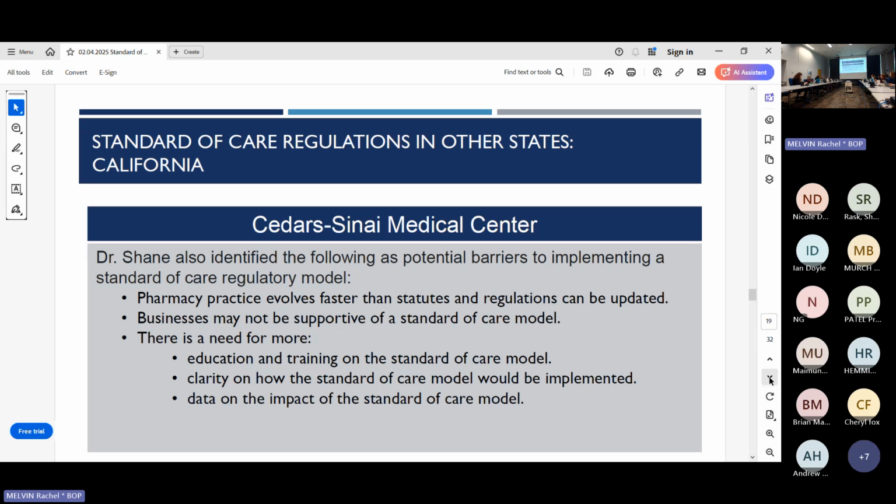And she identified also that there is a need for more education and training on the standard of care model. There's a need for more clarity on how this model would be implemented. And there's more data needed on the impact of standard of care model in terms of patient care and safety.